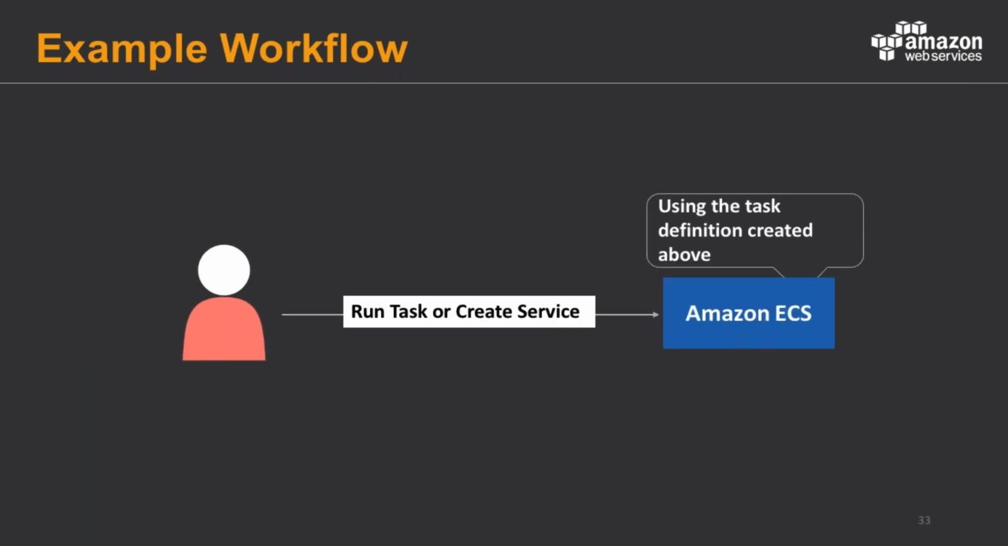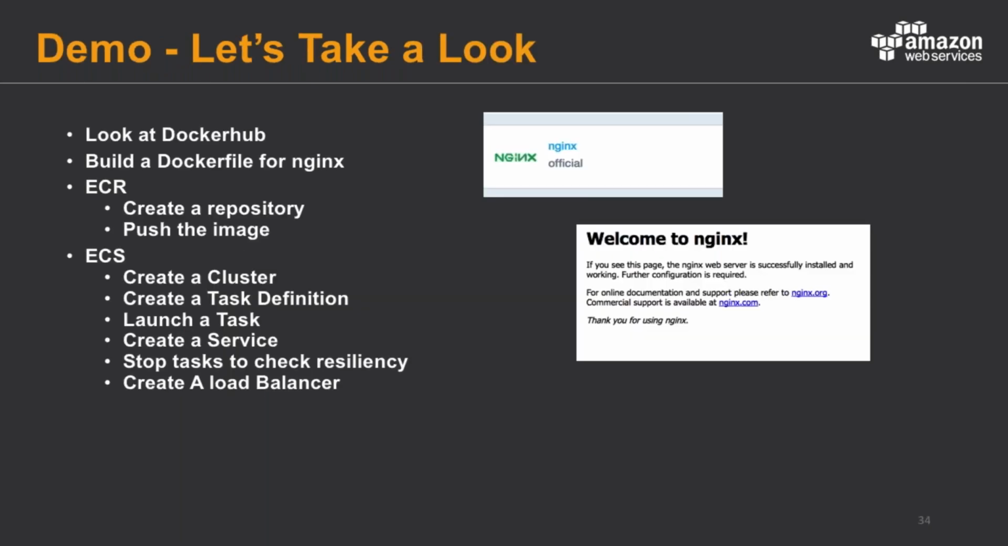And then he's going to run the task or create the service. As we said, a task is going to run once and ECS is not going to attempt to maintain state on it, whereas if we create a service, we'll maintain that desired count and try and keep those services running. And so now we're going to step through a demo and take a look at how it all works.